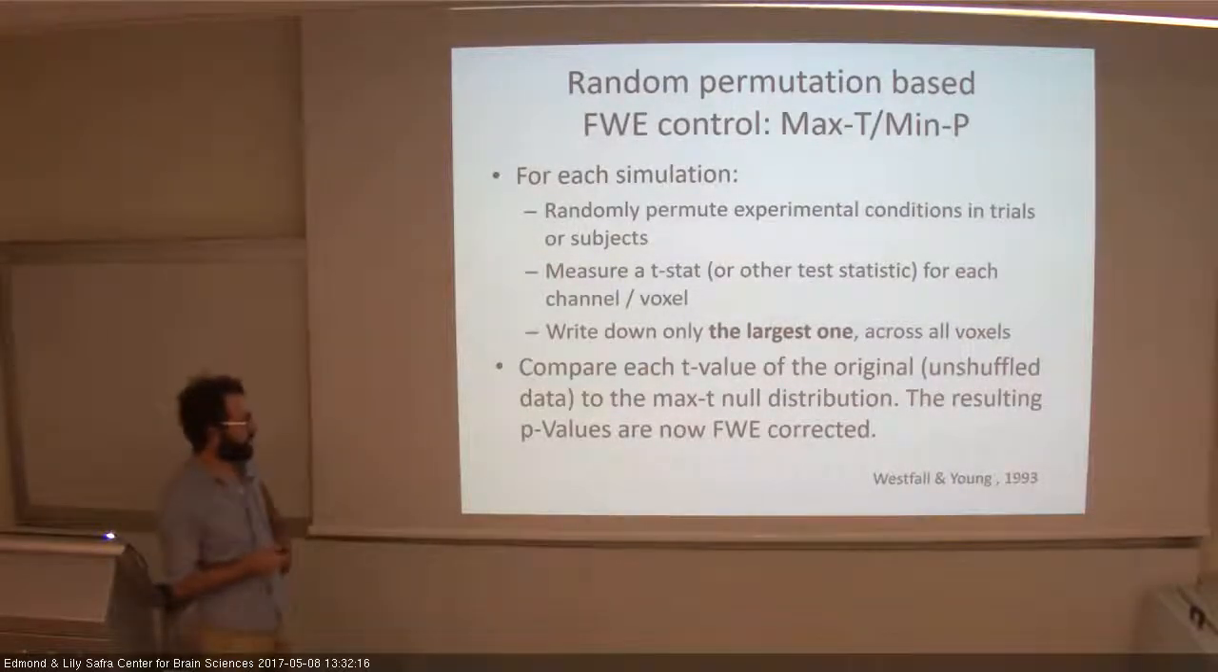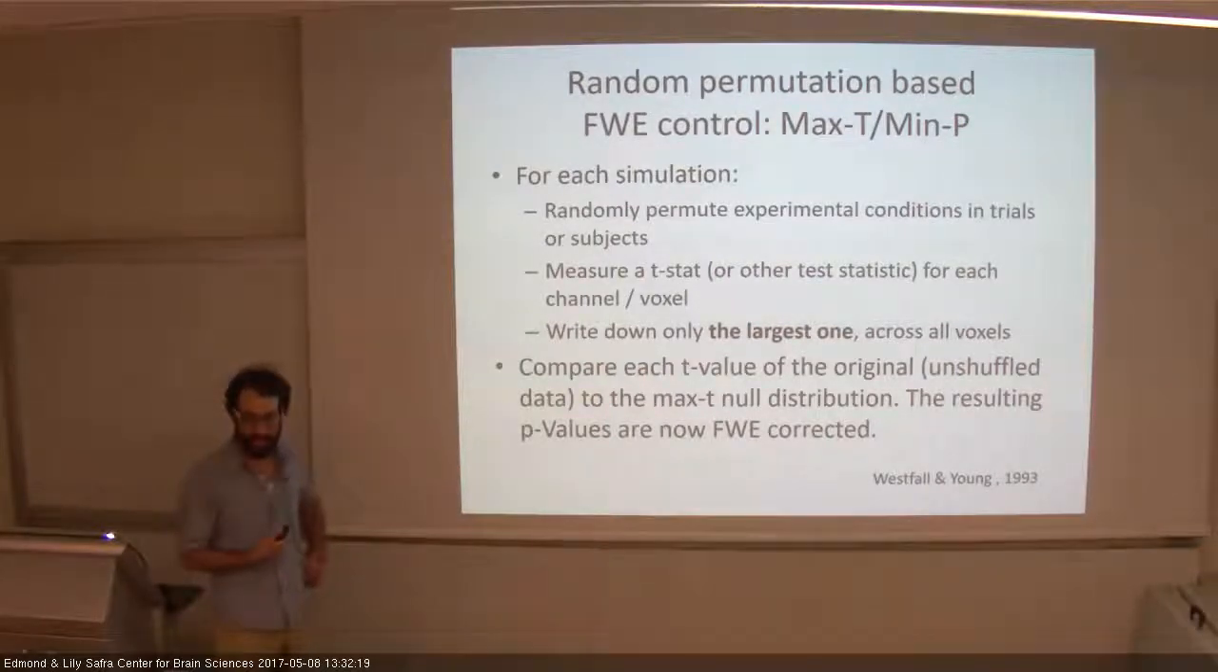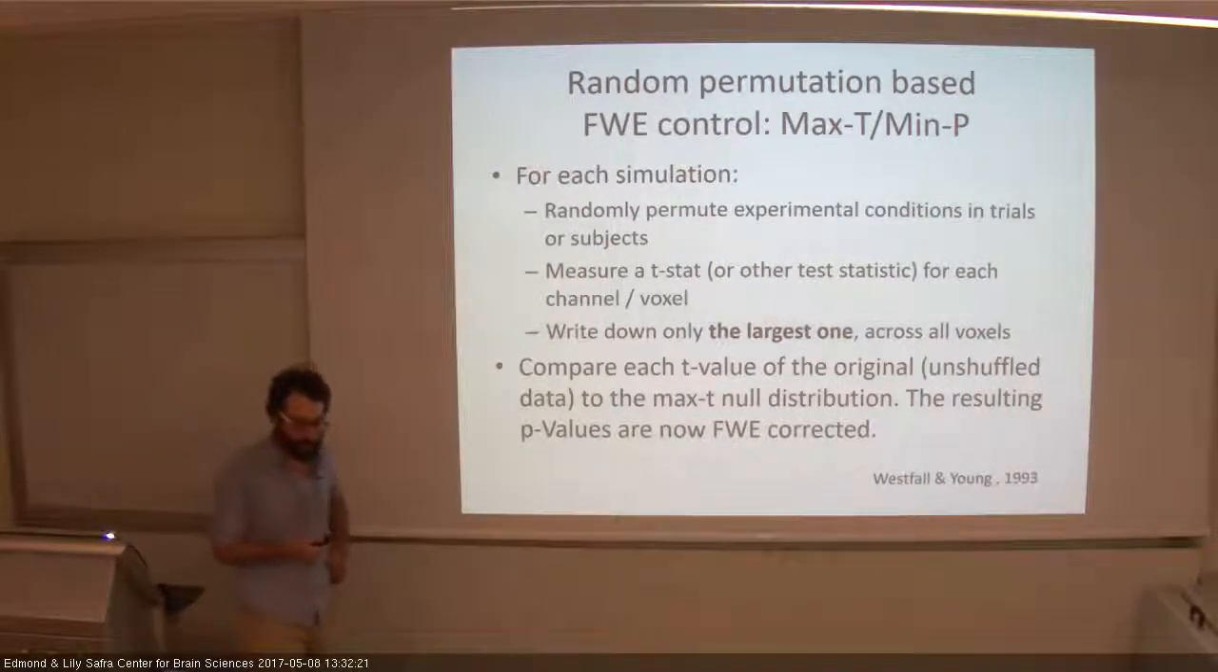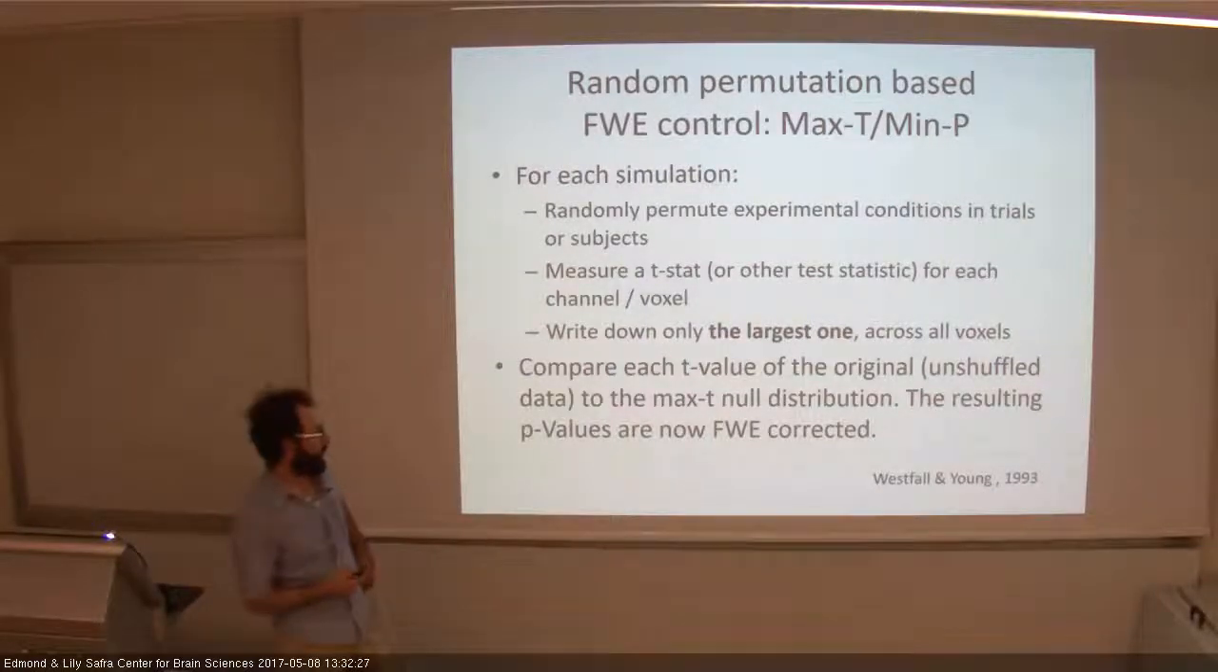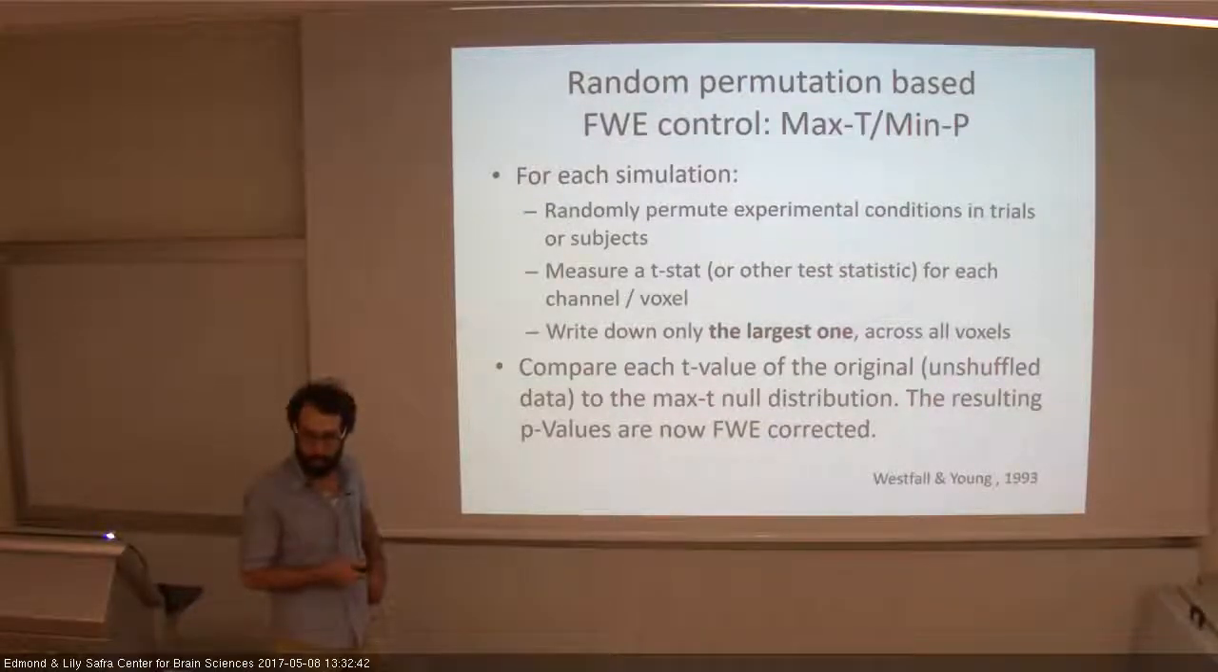So then you look at this empirical null distribution, which is now a null distribution of the maximum test statistic that you expect to see, and you compare each t value, not only the maximal one, each t value of the original map to this distribution of the max t, in the same way that we've seen before with that (b+1) divided by (n+1). And now this generates p values which are family-wise error corrected because you consider the worst case.